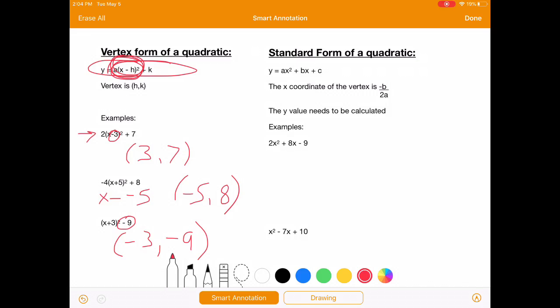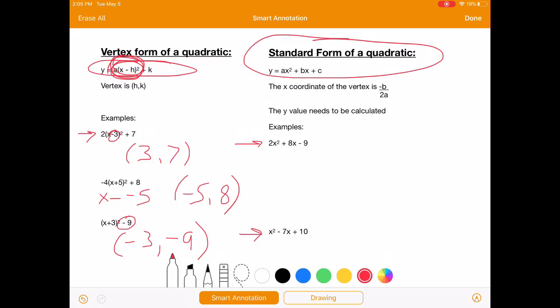Standard means normal, and the normal way that you typically will see a quadratic is in the standard form, where you get y equals ax squared plus bx plus c, where a, b, and c could be constants. You can see the examples down here: 2x squared plus 8x minus 9, or x squared minus 7x plus 10. Those are examples of quadratics in standard form, and you can see what the a, b, and c turn into.